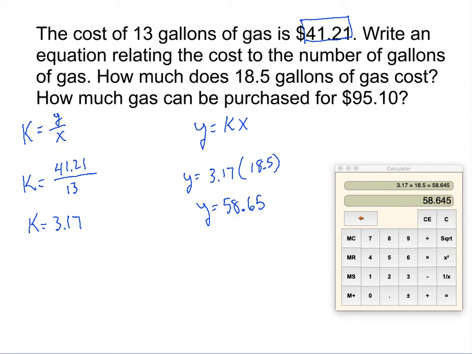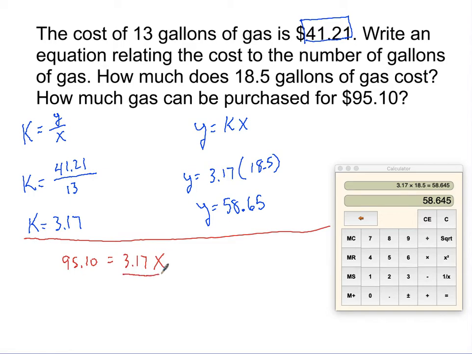All right, this one has an additional question here. I'll switch colors for this one so we can keep them separate. We still know what the K value is. K doesn't change, but this time how much gas can be purchased for $95.10? So I know I have $95.10 to spend on gas. How many gallons can I get? Well, this time we're using the money, and we know that money is Y. The money goes on top, right? So when we put it into this equation, $95.10 equals my K value, which is 3.17, times X. I don't know how many gallons I'm going to get, and X is the gallons.